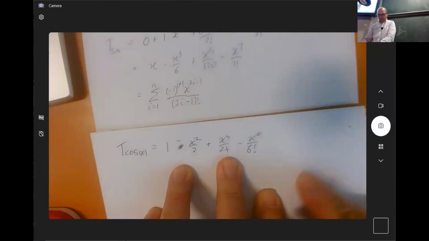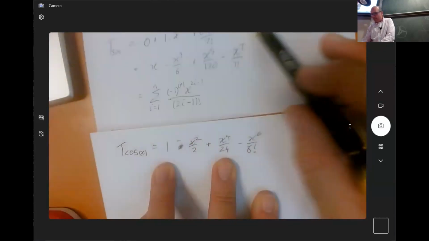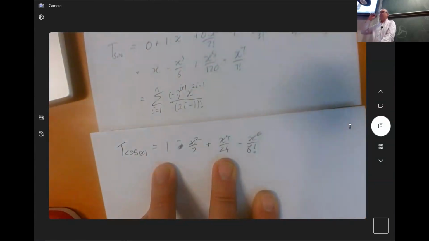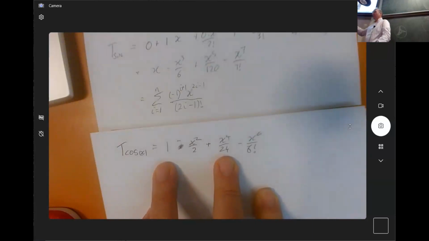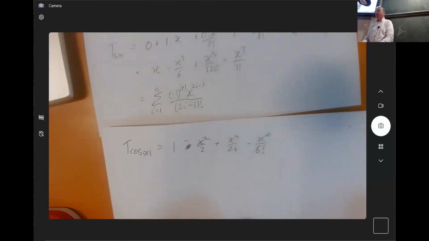So there's that alternating sign happening again, but also these are terms that look like they came straight out of the exponential function. The terms look very similar to what's going on, and it's worth being aware that that's actually happening.